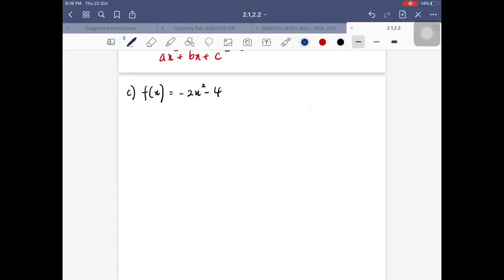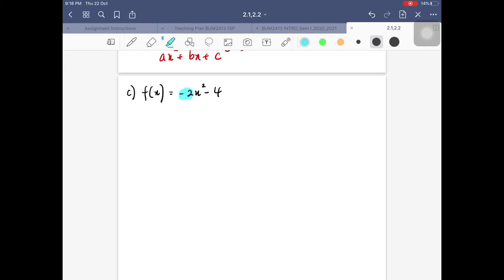Right, next example. So I have a quadratic function of f of x equals negative 2x squared minus 4. So we know that when we have a quadratic function, you're required to find a minimum or maximum as well as the intercepts. Mostly it's going to be the y-intercept, but you have to check as well whether the y-intercept actually exists.